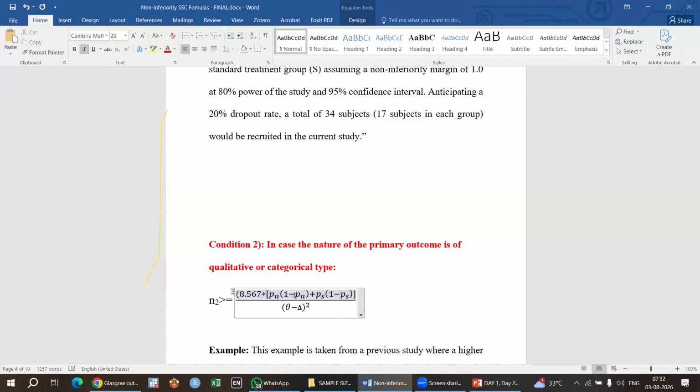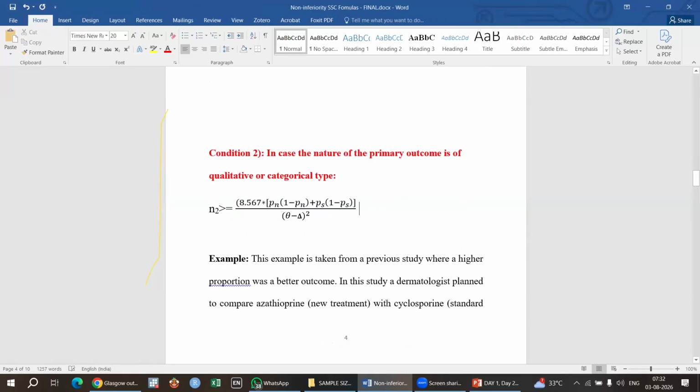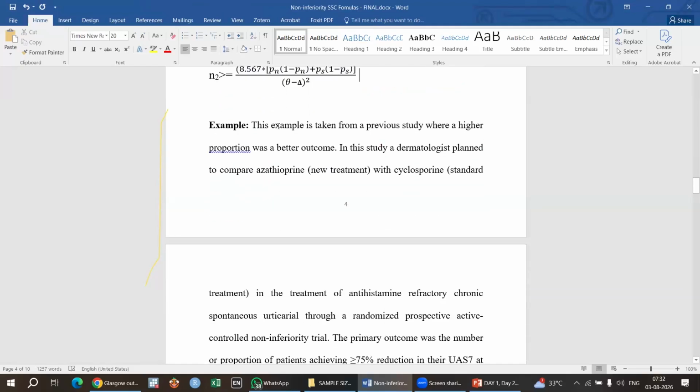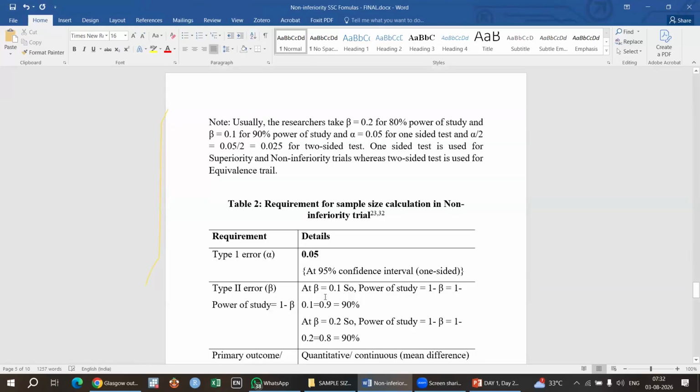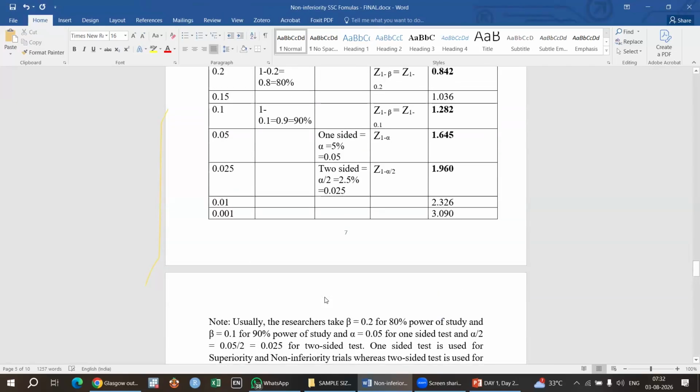What is PN? Proportion of outcome in the new therapy. What is PS? Proportion of outcome in the old or standard therapy. What is theta? Proportion difference between both groups. What is delta? Non-inferiority margin. Please fill. See this. This example is taken from a previous study where a higher proportion was a better outcome. This is a published study. I will send you this reference also, no problem.